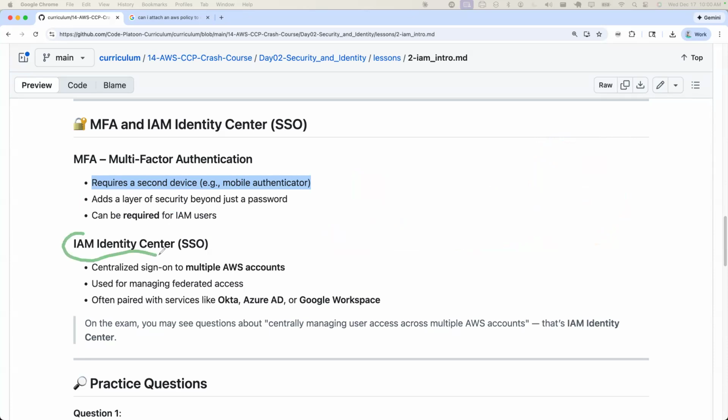The IAM Identity Center is a newer, fancier way of managing AWS. You can use it to do more sophisticated things, such as logging in to multiple AWS accounts, and managing more identities, something called federated access. Maybe we have some services that aren't on AWS, or maybe we're using a different authentication provider.